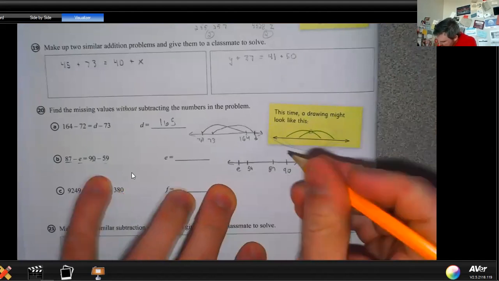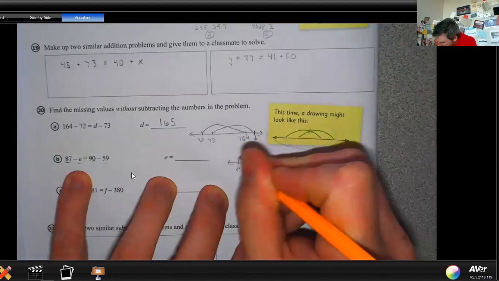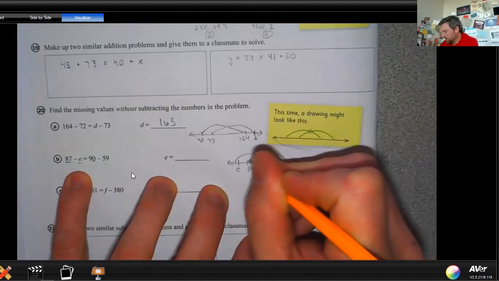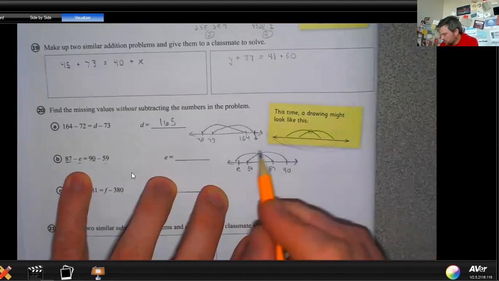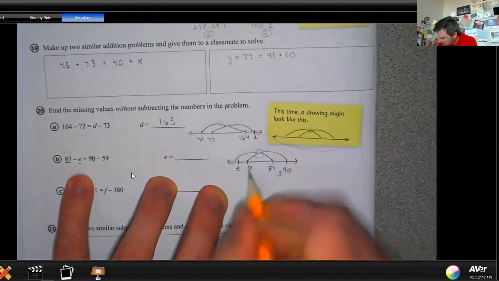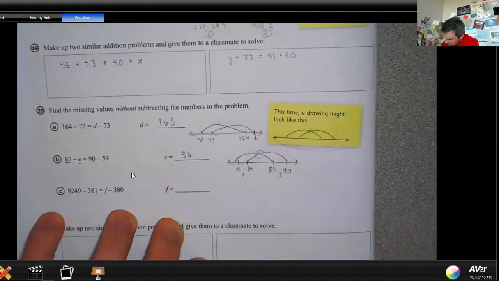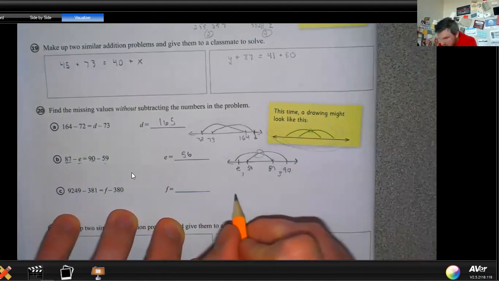So you have 87 minus E and 90 minus 59. Again, they cross. So the difference here is 3. So the difference here should also be 3. So you got 56 there. That's 59 minus 3. Okay, and the last one here.